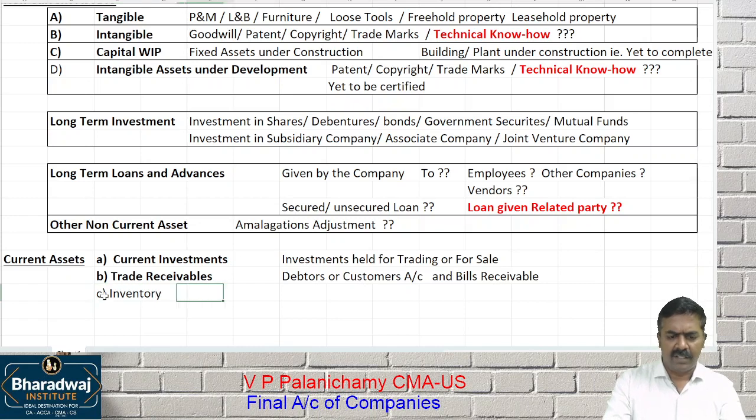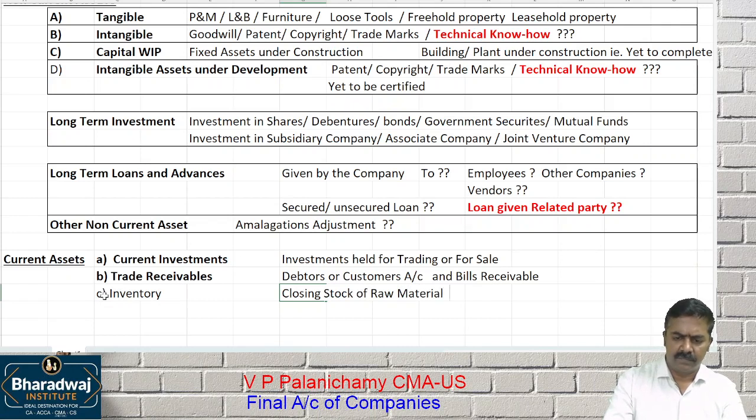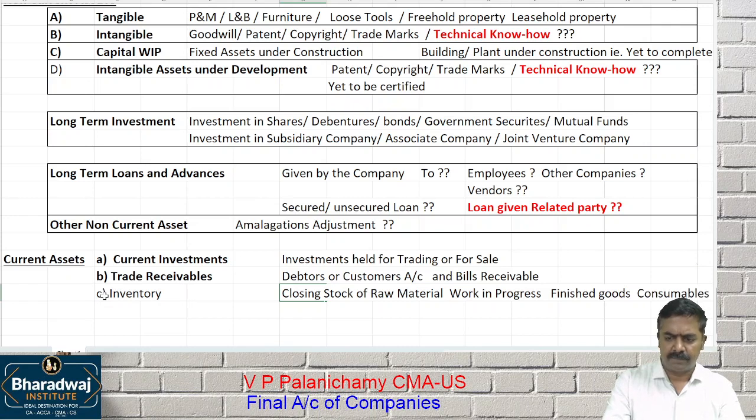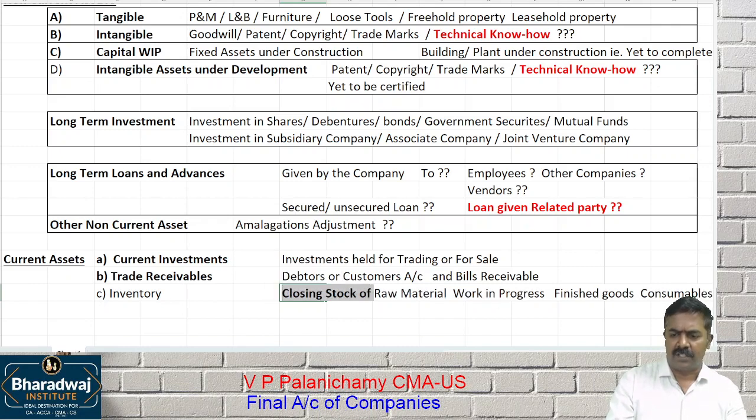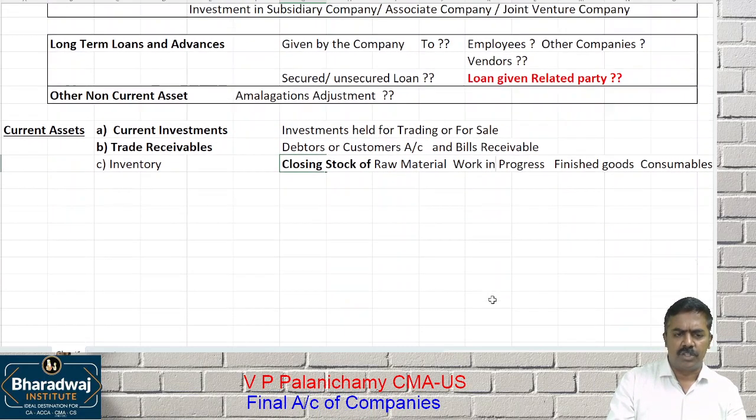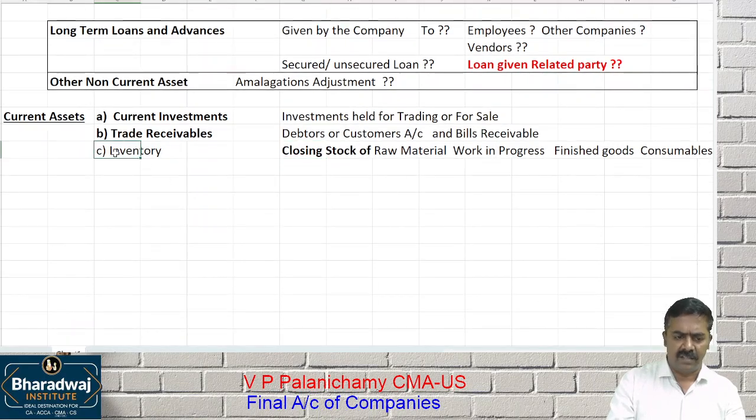Inventory is nothing but closing stock of raw material, work in progress, finished goods, consumables. Consumables means indirect material. Closing stock of raw material, work in progress, finished goods, and consumables are called as which one? Inventory. Sir, what do you mean by raw material?